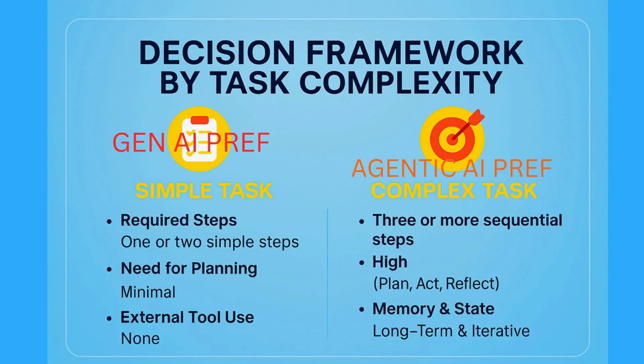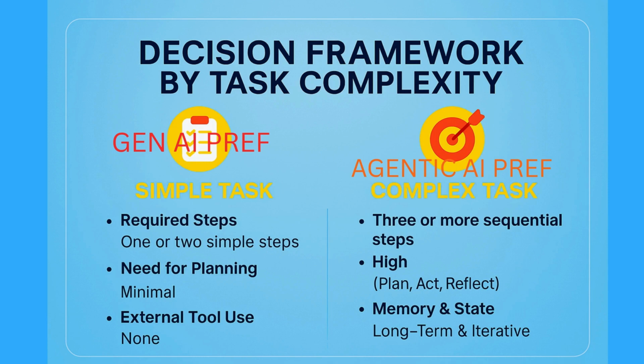To make the most of AI capabilities, it's essential to match the right tool to the right task. This slide introduces a decision framework that helps determine whether to use generative AI or an agentic AI system based on task complexity. The framework evaluates two key metrics: required steps and external autonomy. For simple tasks like writing a short poem or summarizing a paragraph, generative AI is ideal. These tasks involve minimal planning, no external tools, and rely solely on the prompt.